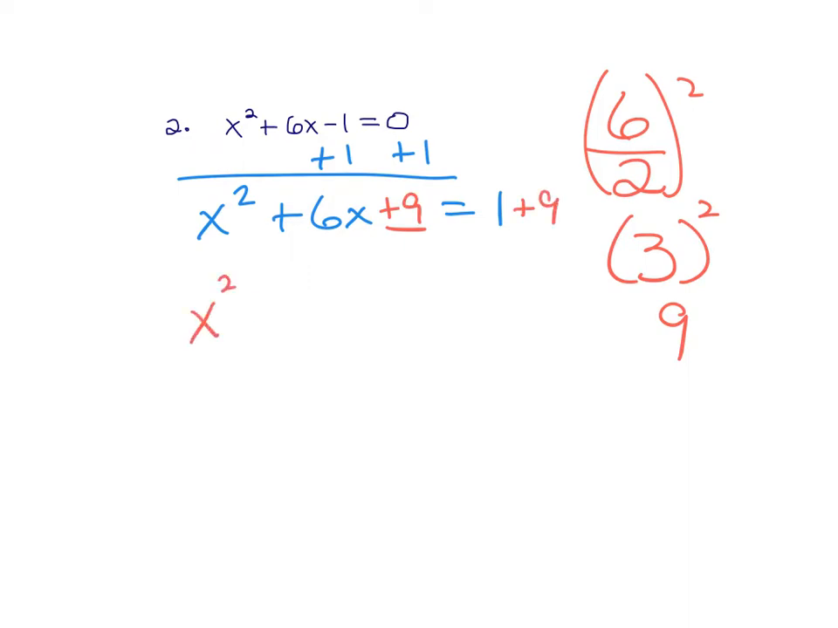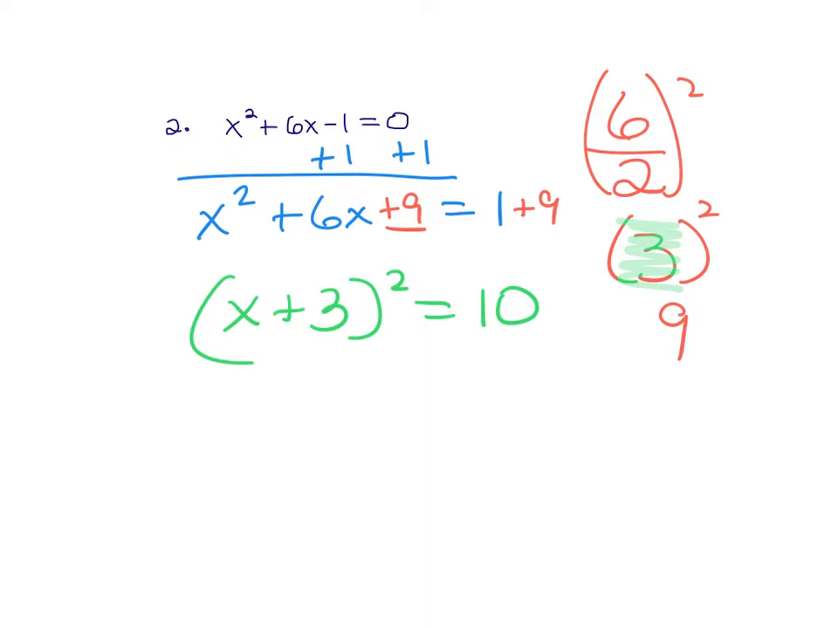x squared plus 6x. Let me factor it first. So then my next step is to factor the trinomial. Again, remember what you got when you divided by 2. And that's what you're just going to put here. And then 1 plus 9 is 10.